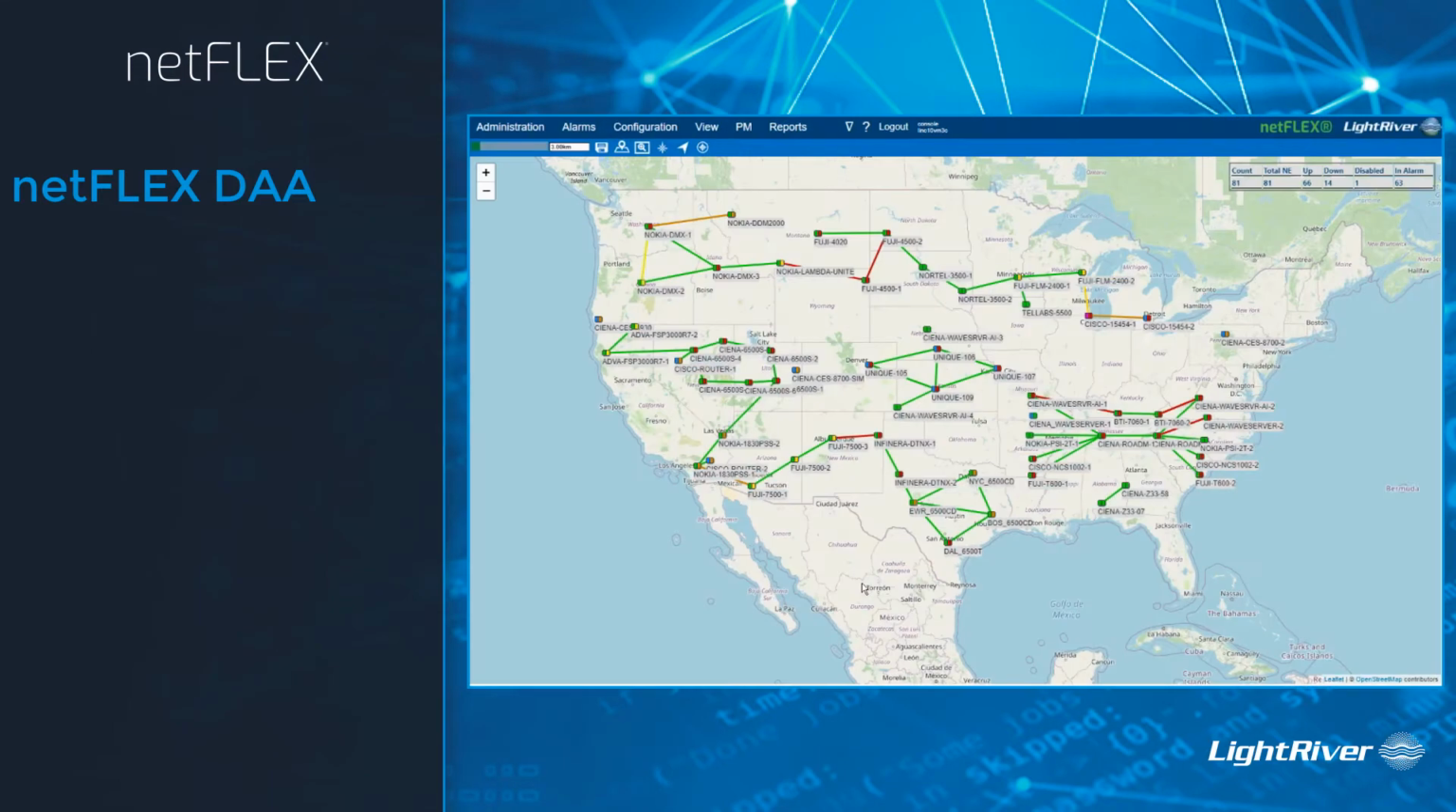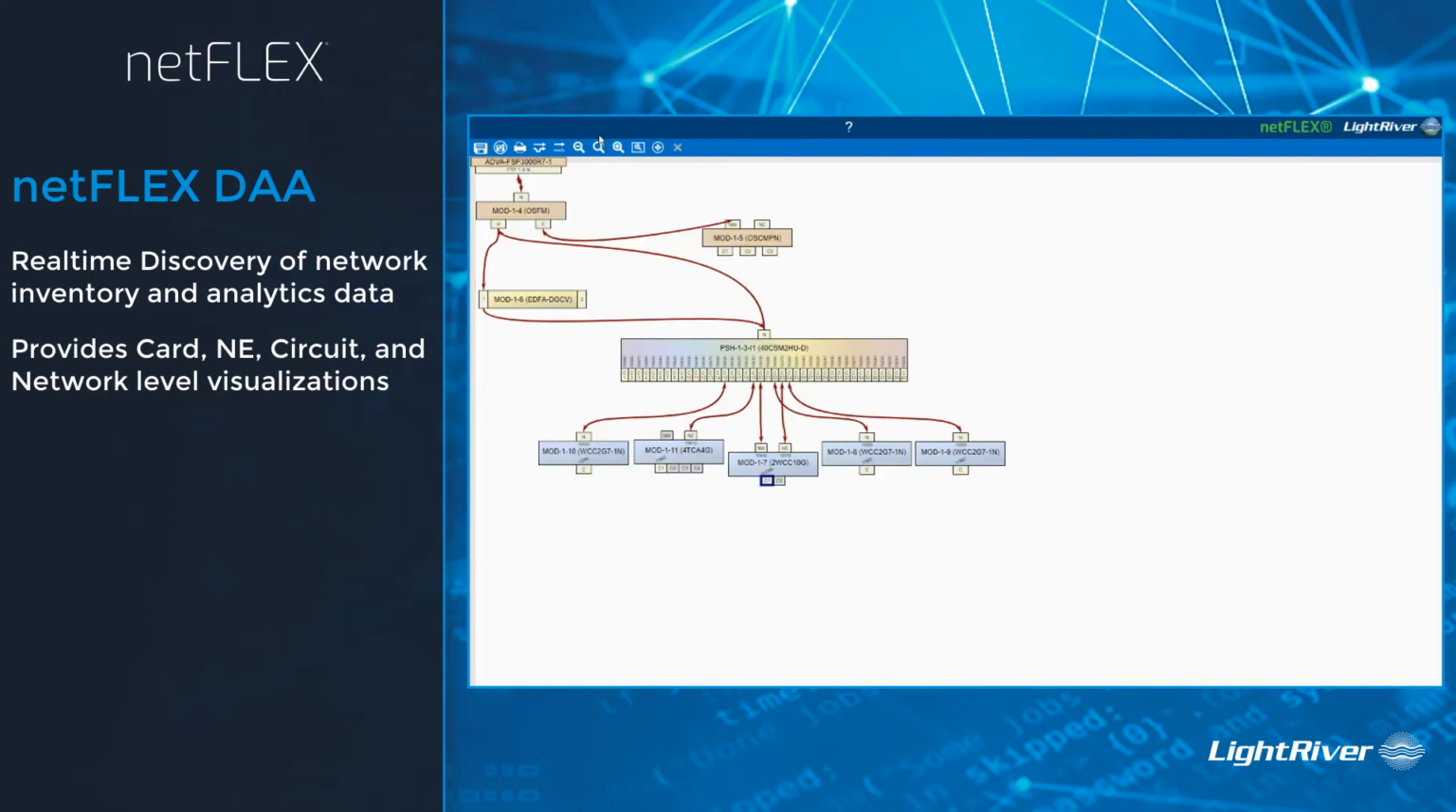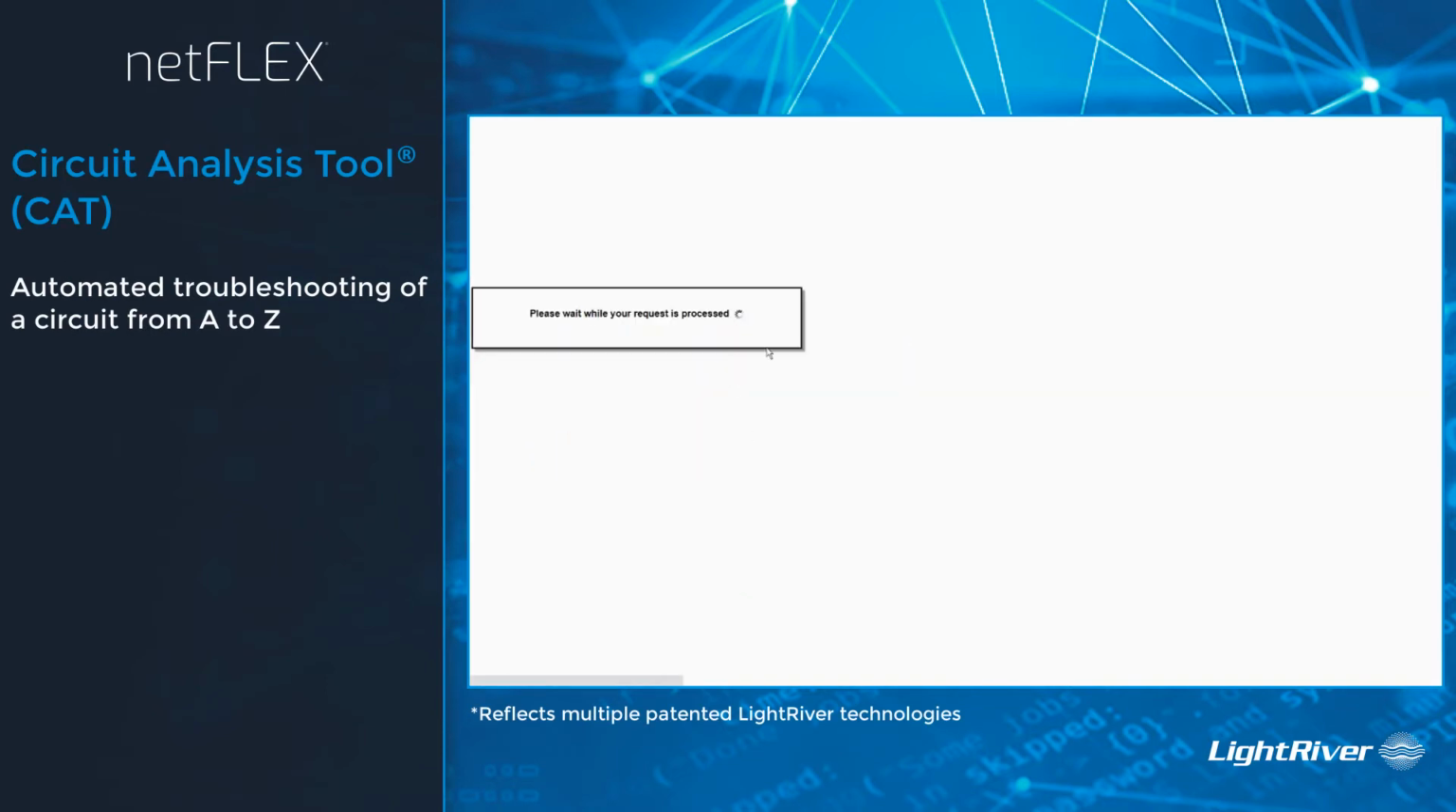In the previous video, we discussed how netFLEX communicates directly to every single network element and discovers in real time all of the cards, facilities, cross connects, and the network topology itself. And that allows pictures to be drawn of the equipment and how all the different cards are fibered together. So if we look at the logical view, you can see how the different cards are fibered together and all that's discovered. With DAA, we can actually troubleshoot this in an automated fashion by going to the circuit analysis tool.